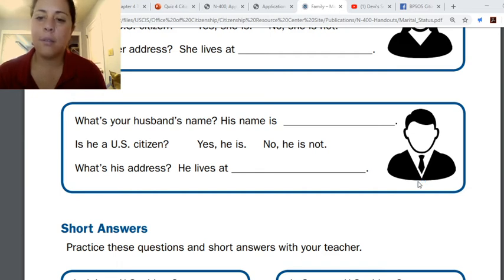What's his address? So first we did what's her address. Now we do what's his address. He lives at 1723 East Raymond Street, Anaheim, California 92801. Okay, Anaheim, California. Remember, abbreviation. California, CA. Okay, CA. Zip code 92801. Okay.